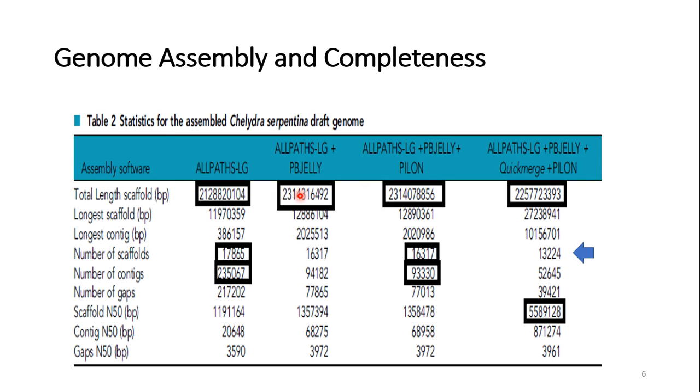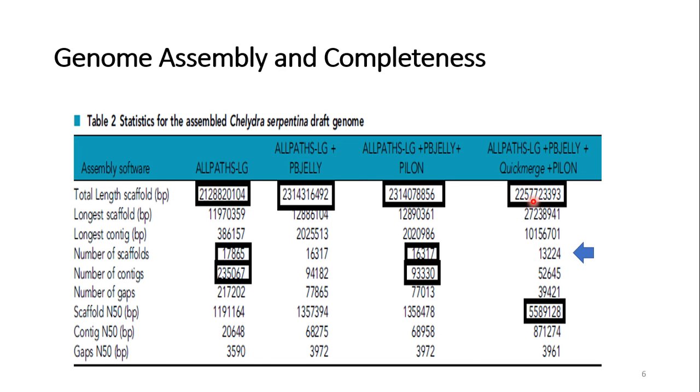The intermediate genome assembly shows that it contains a 2.31 GB genome, and the number of scaffolds in the intermediate genome is 16,317, and the number of contigs is 94,184. The assembly with PBJelly and Pilon contains 2.31 GB, the number of scaffolds is 16,317, and the number of contigs is 93,330.